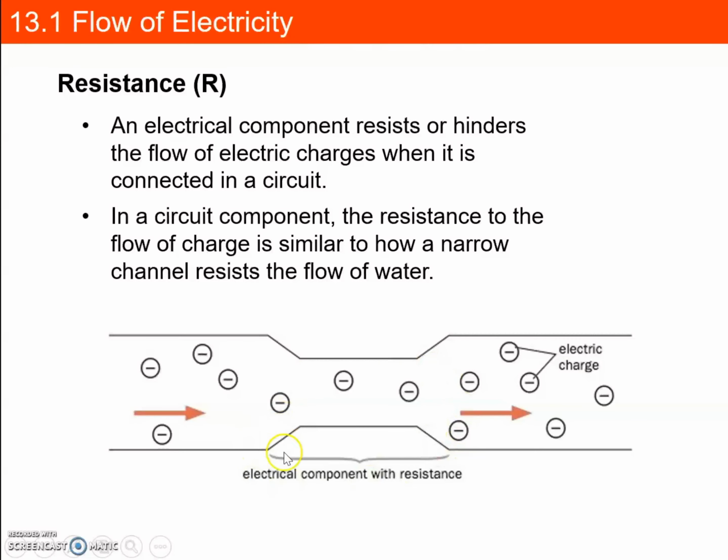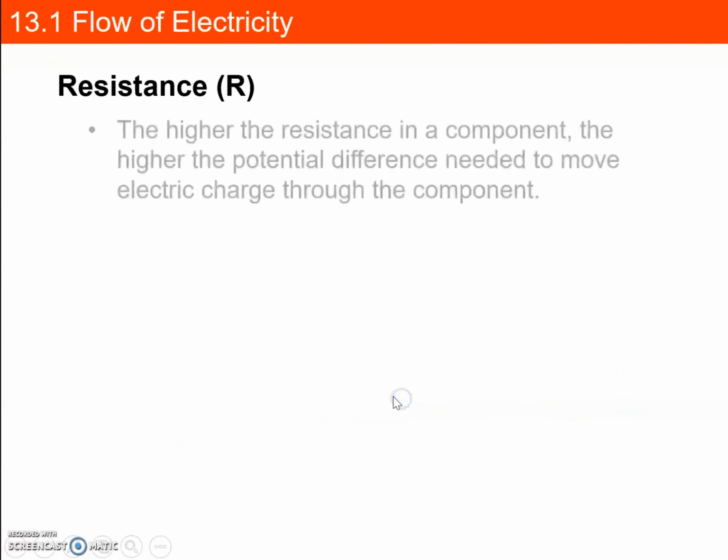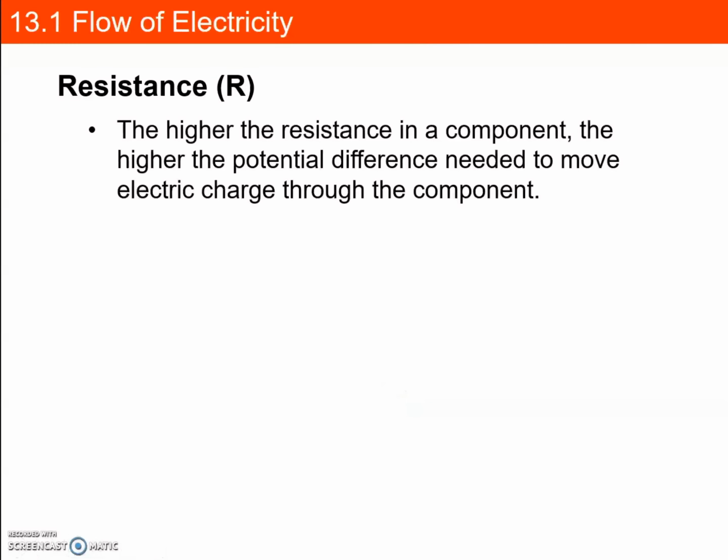So for example, if this is your bulb or your electrical component with resistance, you find that when the electric charges are trying to flow through, there's a narrow channel that resists the flow of the electric charges. So the higher the resistance in a component, the higher the potential difference or energy needed to move electric charge across 2 points through the component.